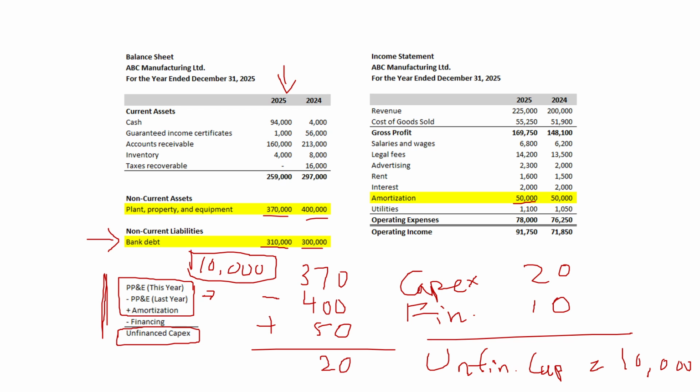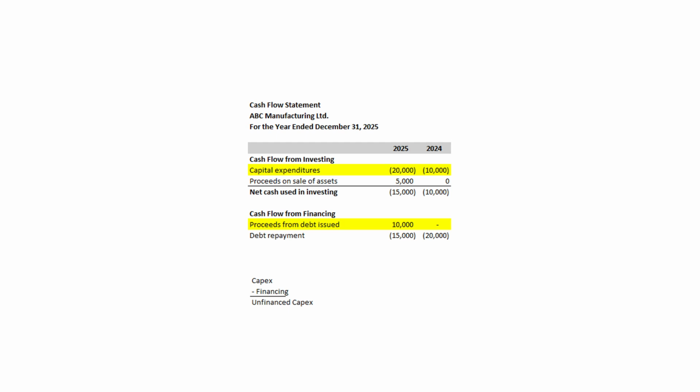Okay, let's wrap up. At the beginning of the video, I said that if you have the choice, always use the cash flow statement in order to figure out unfinanced capex, because a lot of these concepts that we're going to touch on now are related to cash flow. The cash flow statement, of course, will always be a very easy and useful way to figure out what the unfinanced capex is going to be.